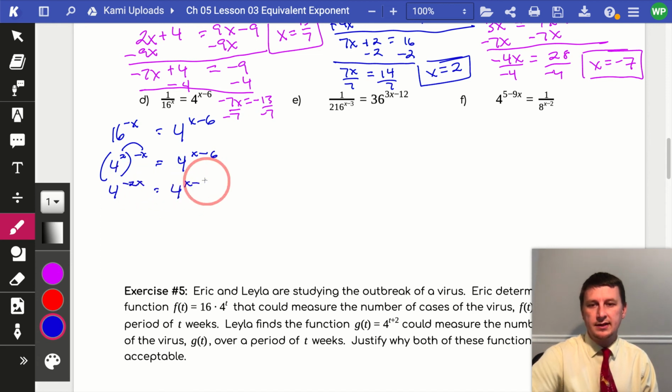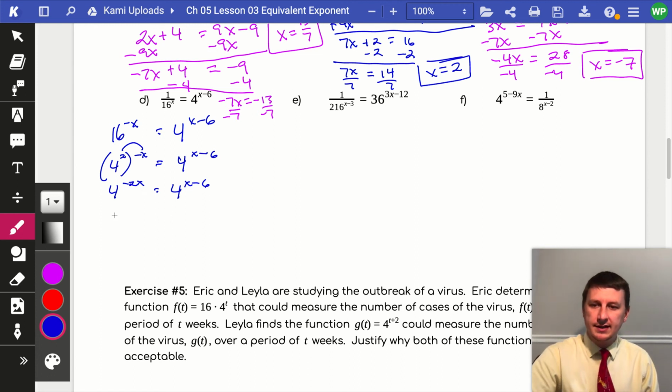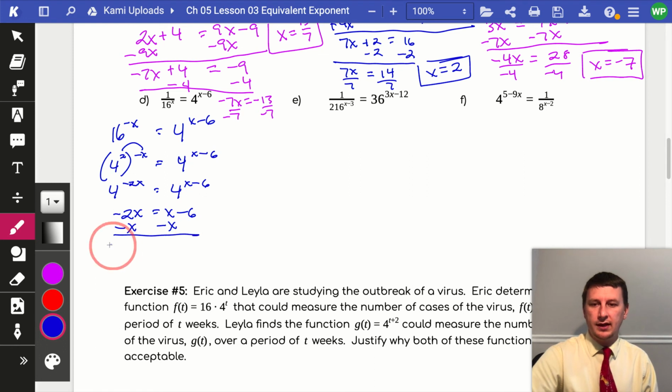And now that I have the same bases, I could go ahead and set these exponents equal to one another. So negative 2x is equal to x minus 6. Let's go ahead and solve that. We'll get negative 3x is equal to negative 6, and divide that by negative 3, and you will have an x value of positive 2.